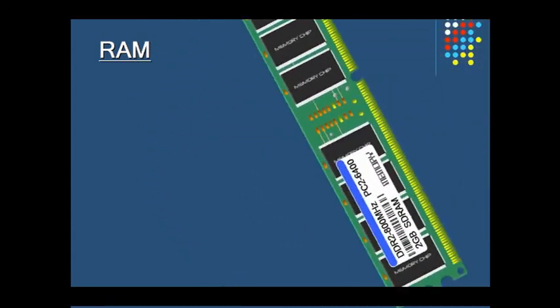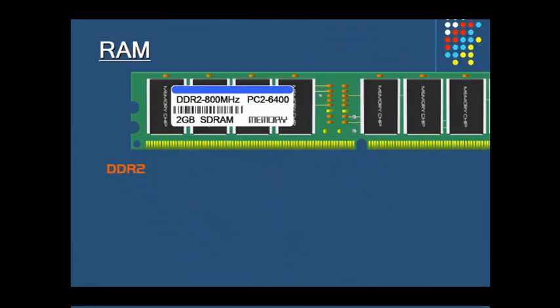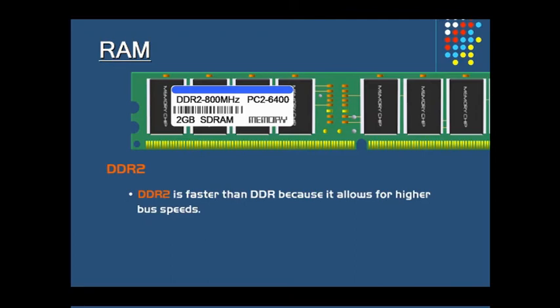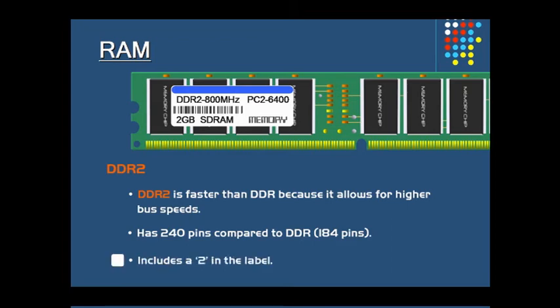A new technology that has succeeded DDR is DDR2. DDR2 is faster than DDR because it allows for higher bus speeds and effectively sends twice the amount of data than DDR. And it also uses less power than DDR. A DDR2 DIMM has 240 pins compared to DDR, which has 184 pins. DDR2 is labeled just like DDR, but with a small difference. For example, a DDR2 DIMM could be labeled DDR2 800, PC2 6400. And the difference is the 2 right after the DDR and the 2 right after the PC. So this is how you can identify DDR2 memory by using its label.